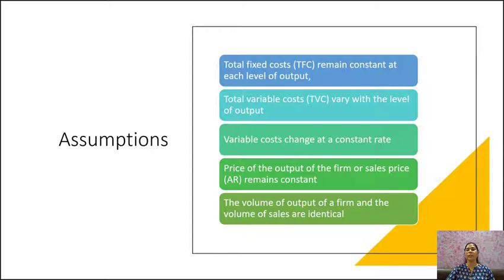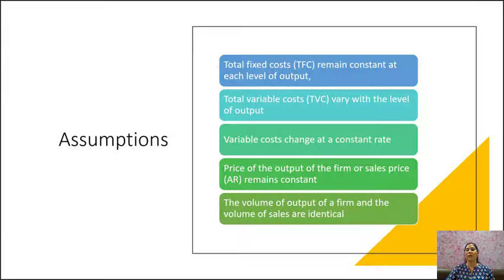Variable cost per unit remains constant at all levels of output, but the total variable costs vary with the level of output. Second is the technique of production and the returns to a factor of production remains constant. Law of constant returns applies to the firm's factors of production. In other words, variable cost changes at a constant rate.